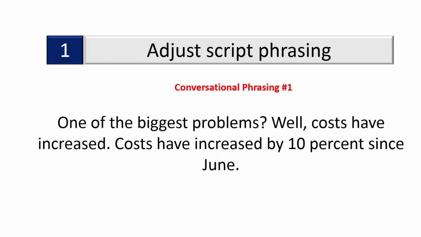Conversational phrasing might include things like a rhetorical question. One of the biggest problems? Well, costs have increased. Costs have increased by 10% since June. This kind of rhetorical question style is much more popular in speaking than in writing.